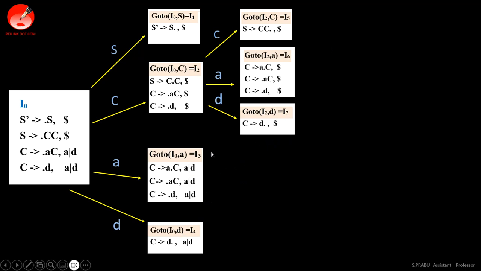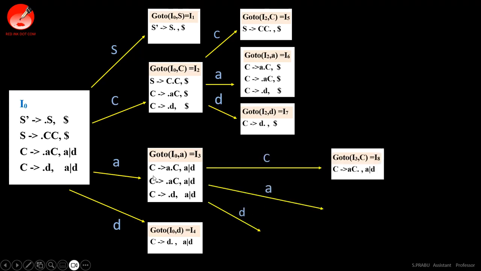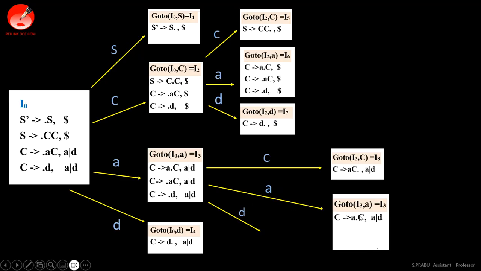Now I am going to do the same operation on I3. Capital S is not possible, so I am going to apply capital C, A and D. For capital C, I write C tends to AC dot and write the previous look ahead A or D. This is a new set, so I name it I8. For small a, I write C tends to A dot C and the previous look ahead A or D.